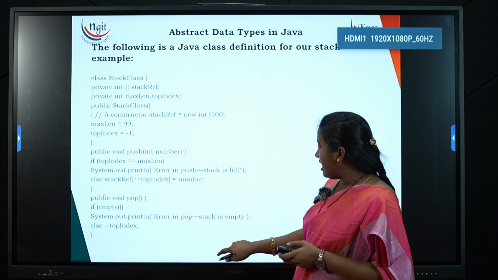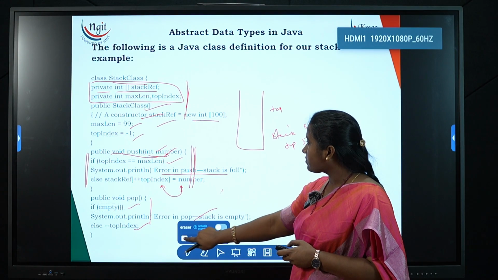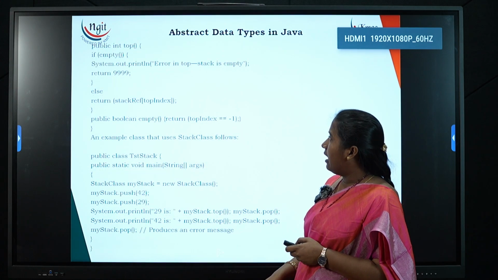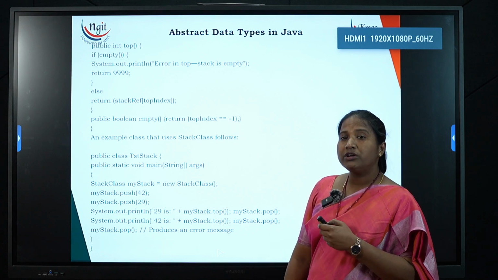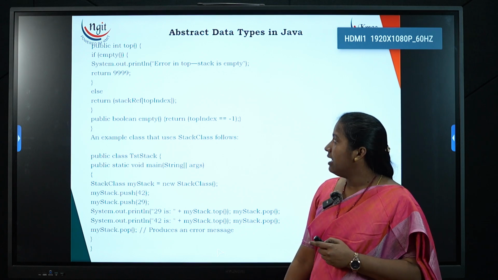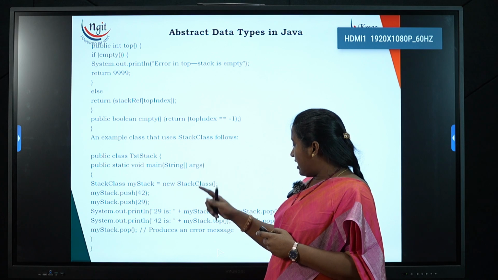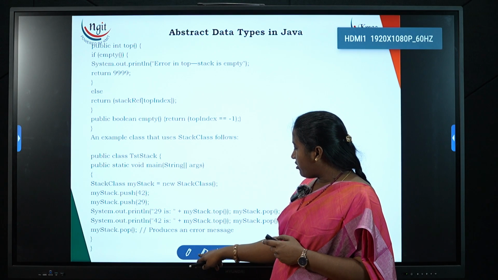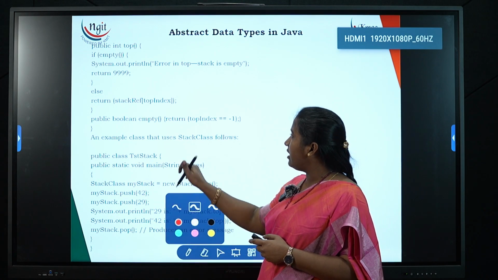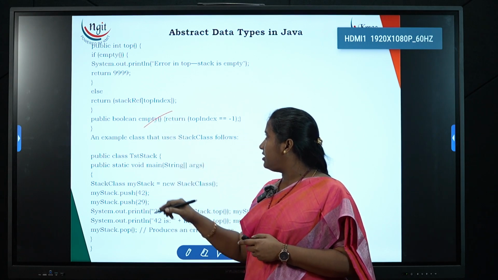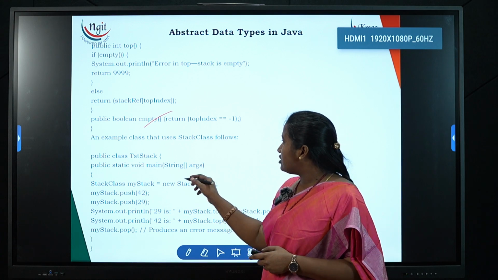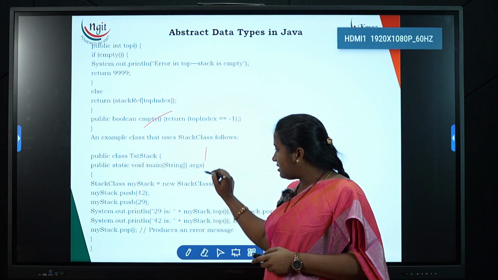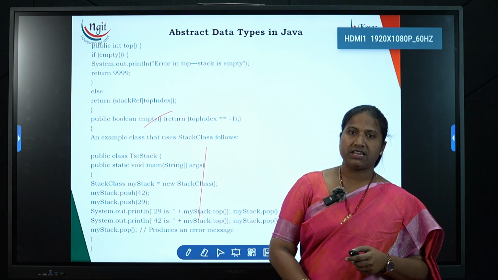Now let's see about the top method. The top method is what I use to display the top of the stack. And boolean empty returns true or false. True or false. When it is empty, we'll return top index as -1. And now this is the stack class. The thing I have mentioned here is the stack class.